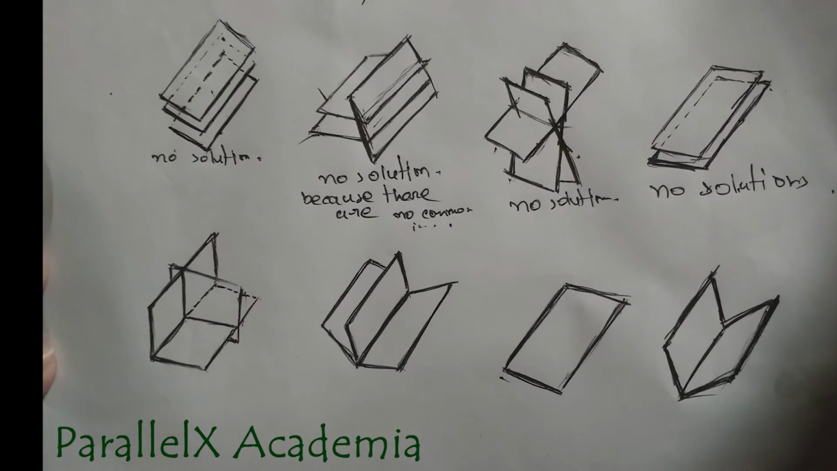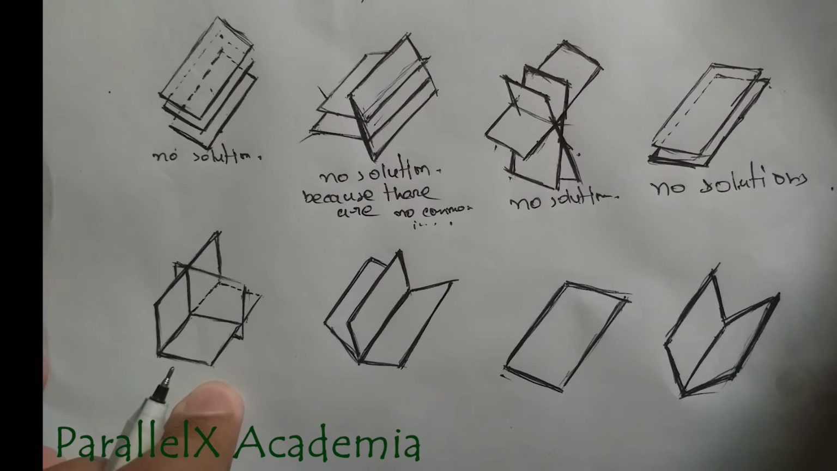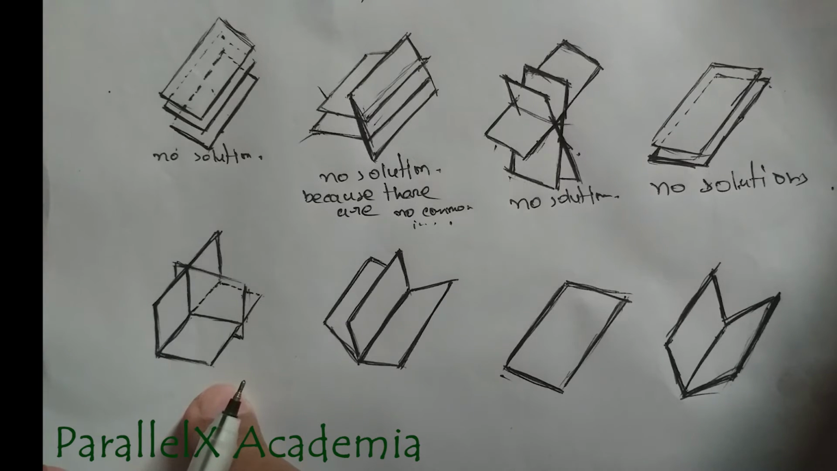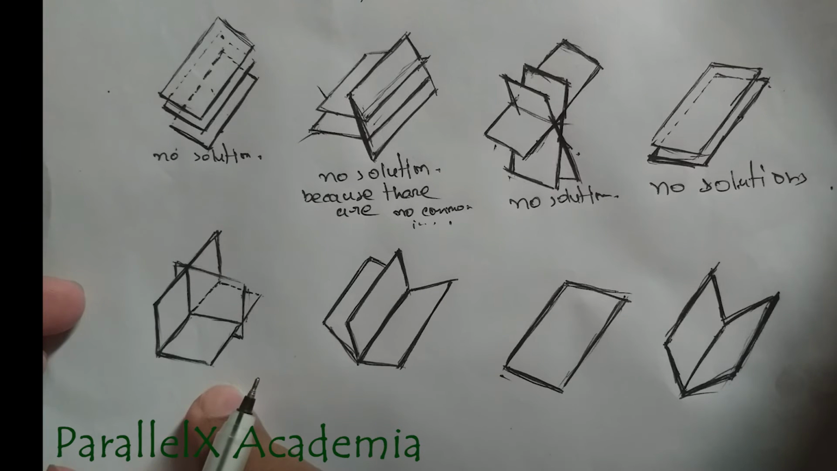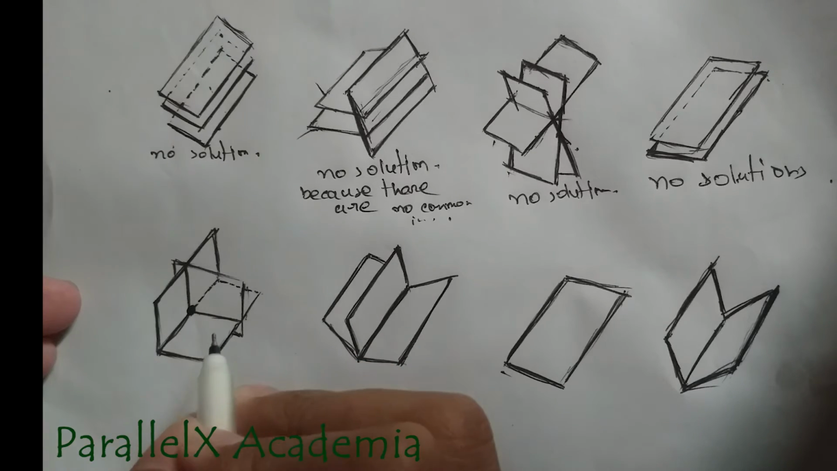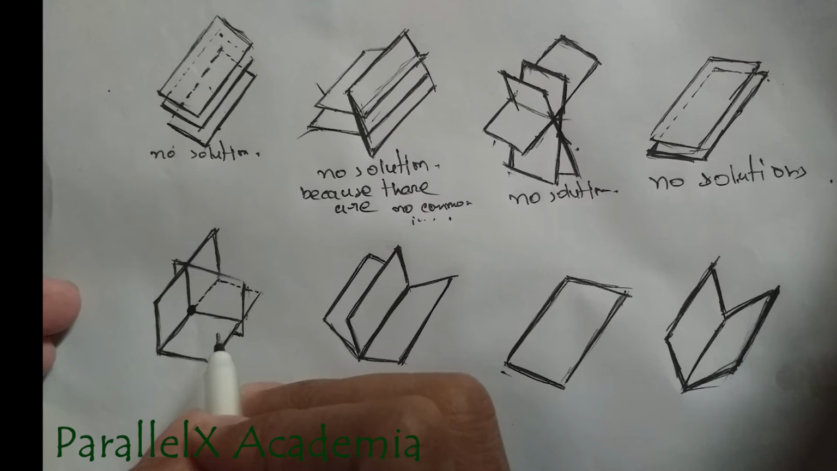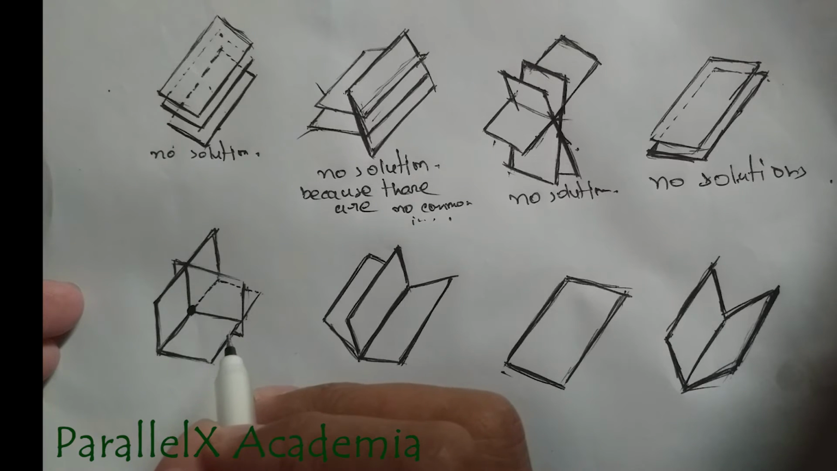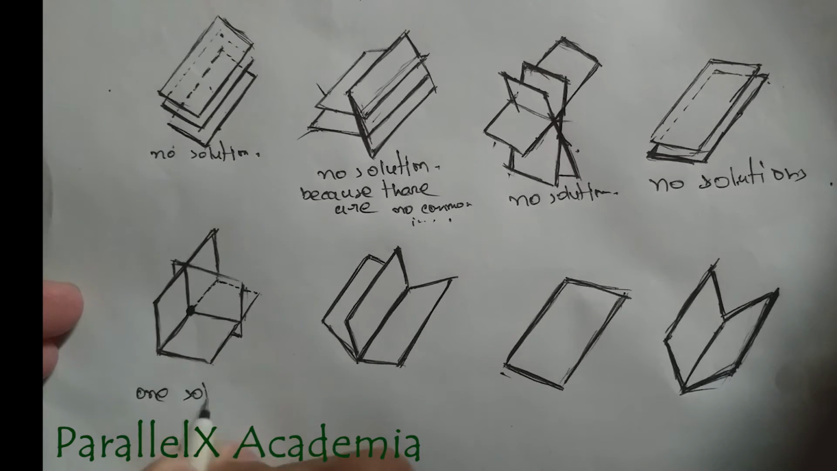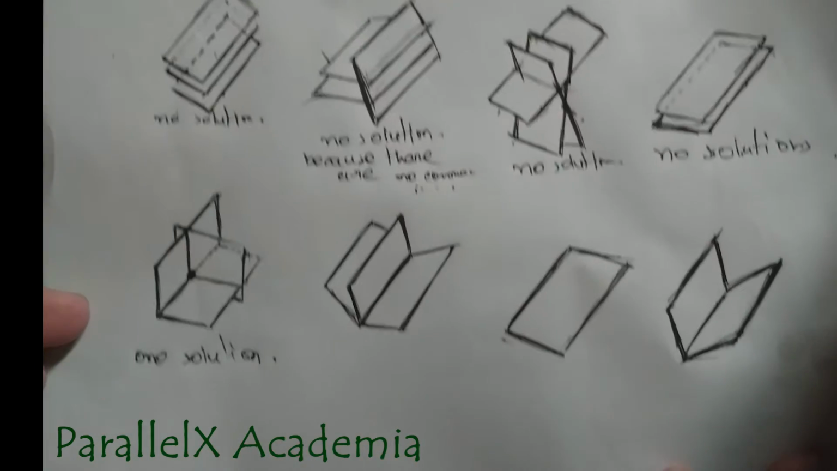Now look at this figure. What do you see here? We can see here that the intersection of the planes is a point, isn't it? Here is the point. This is the point where the three planes have intersected with one another. As it has been intersected at one point, it has only one solution.